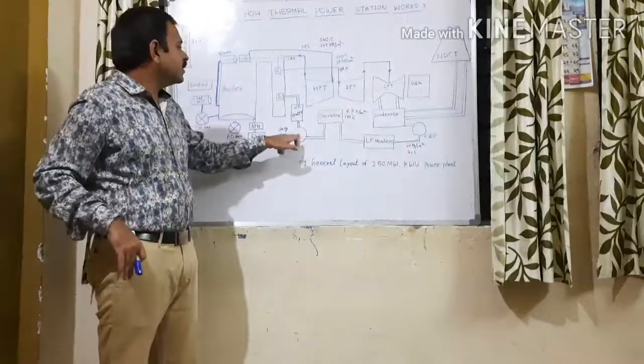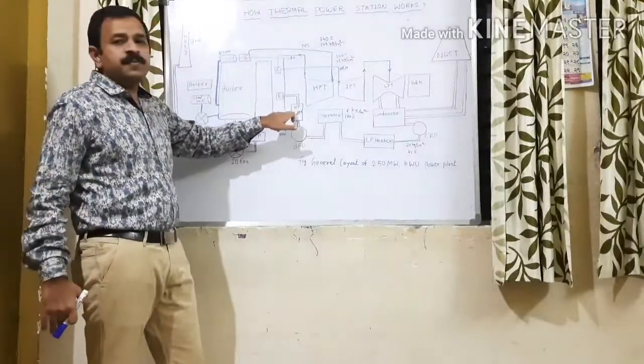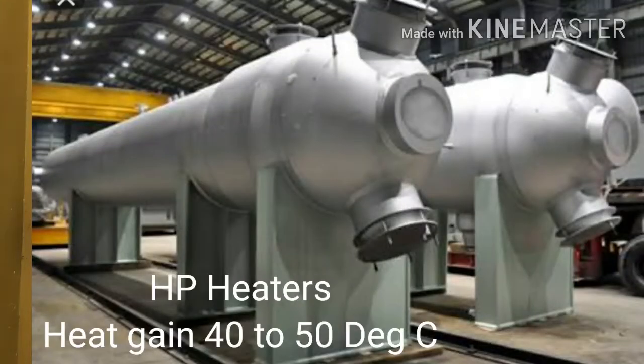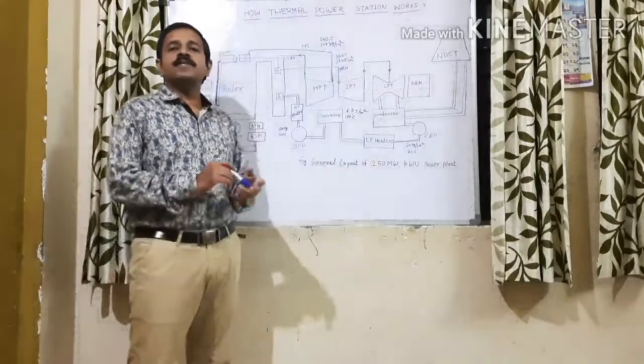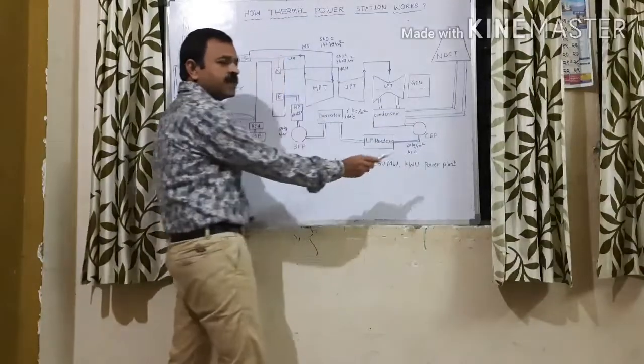It depends upon the scope of the BFP. Then next to the BFP we have the HP heaters in our plant. HP heater 5 and HP heater 6, two HP heaters are there. These are called high pressure heaters, whereas those heaters are called low pressure heaters. Here we have condensate water at 20 kg, so it is called a low pressure heater.